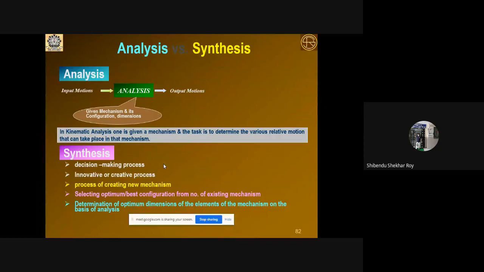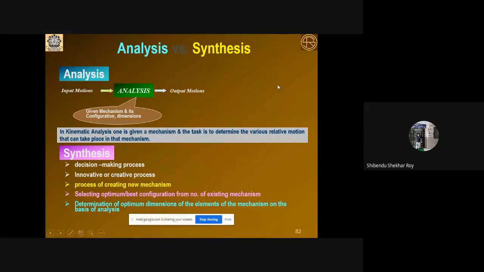So, determination of optimal dimensions. Once you select the configuration of the mechanism, next you have to find out the optimal or the best possible dimension of the elements within the given space. That is possible on the basis of analysis only. Through analysis, motion analysis, through input-output analysis, you can do that.